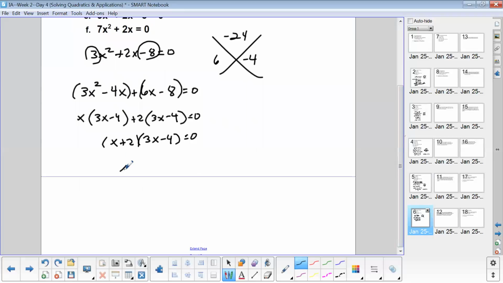And then set these equal to 0. And you're going to get x equal negative 2, which would be negative 2, 0 as an intercept or a solution. And here you're going to get x is equal to 4/3. So 4/3 comma 0.